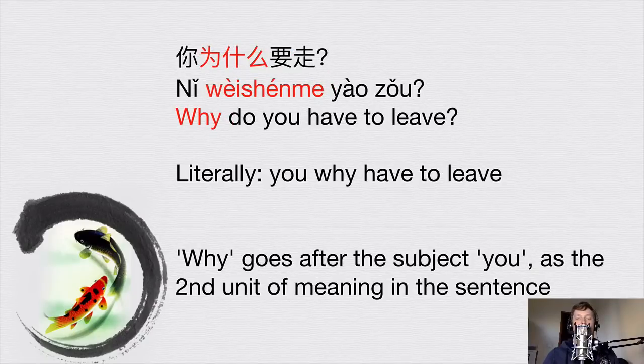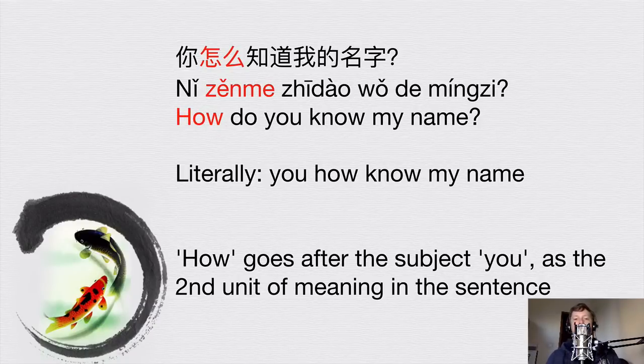Okay, so why works in the same way. So in this sentence, we have, why do you have to leave? 你为什么要走? Literally, 你 you. 为什么 why? 要 have to. 走 leave. You why have to leave means why do you have to leave? 你为什么要走? And lastly, we have how.